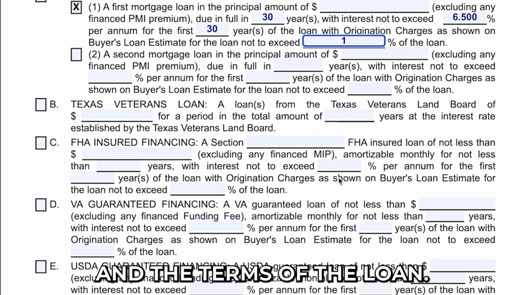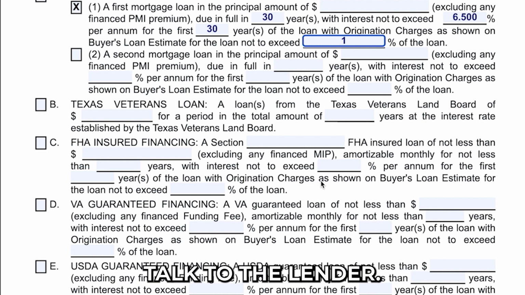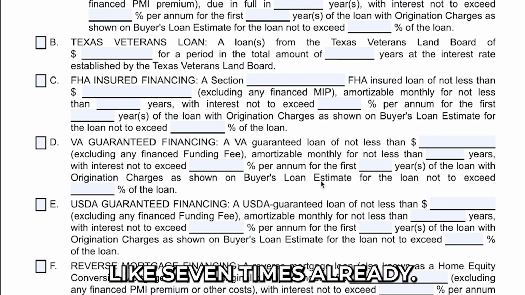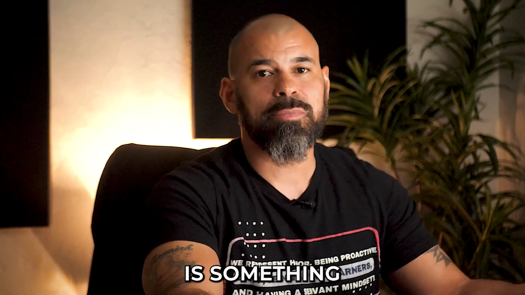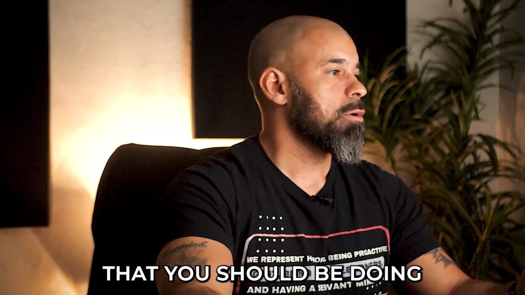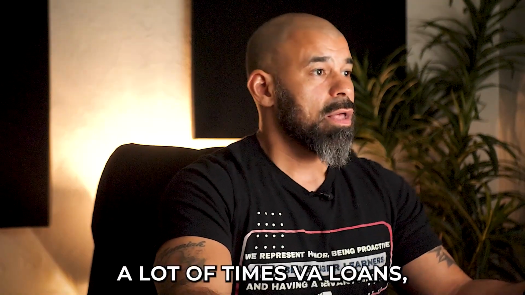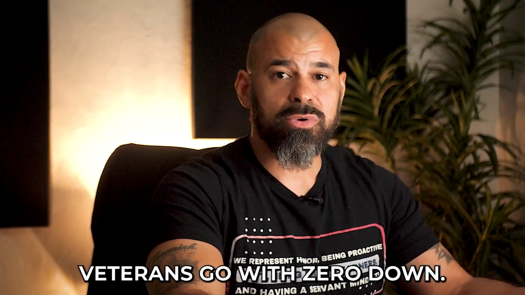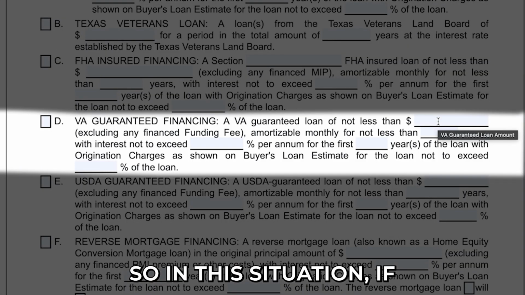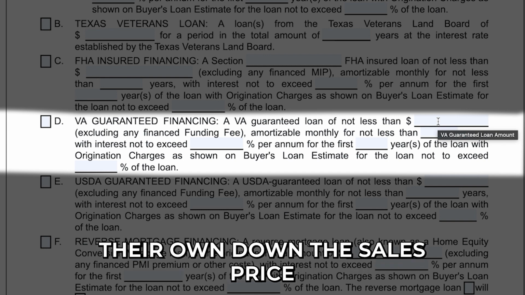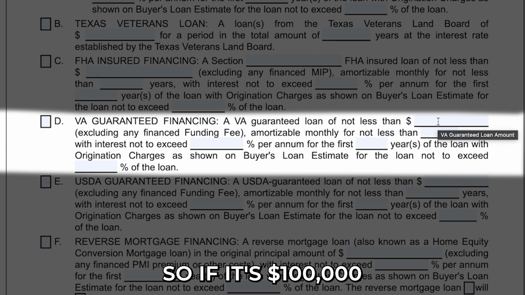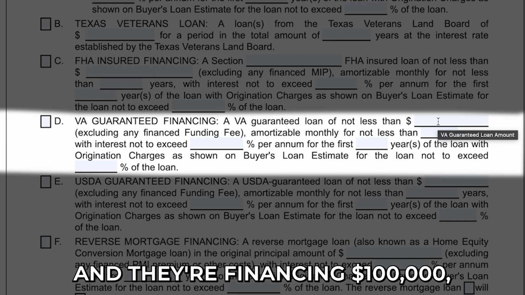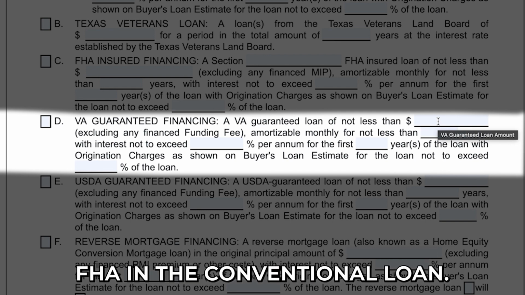Same thing with the interest rate and the terms of the loan. Be accurate, talk to the lender. I think I said it like 7 times already. So talking to the lender to get this information obviously is something that's important that you should be doing. VA loans. A lot of times VA loans, veterans go with 0 down. That's part of the benefit of the VA program. So in this situation, if they are going with 0 down, the sales price and the finance price would be the same.